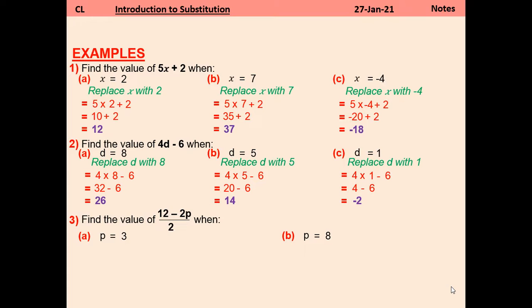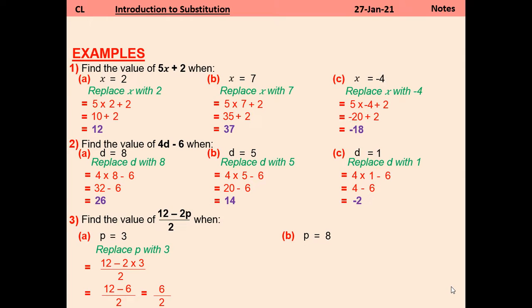Okay, in this case here. Find the value of 12 minus 2p over 2 when p is equal to 3. Okay, this one, there's a lot of things going on, but all you have to do is just do it separately. So replace the p with 3. That'll be 12 minus 2 times 3, over 2. So clean up the top. 2 times 3 is 6, and then divide that by 2. Good. So then you do 12 minus 6 is 6 over 2.